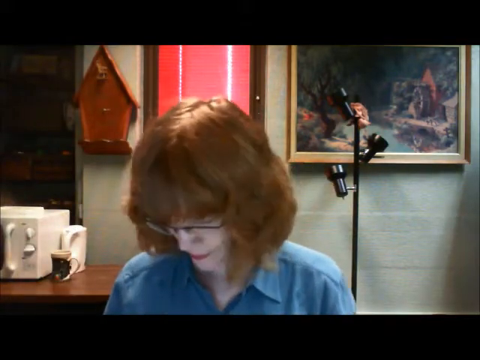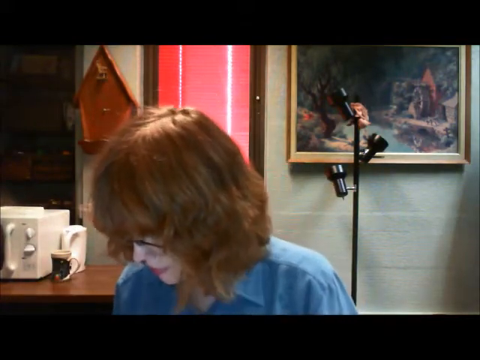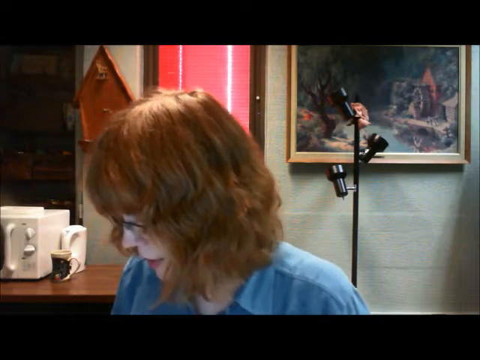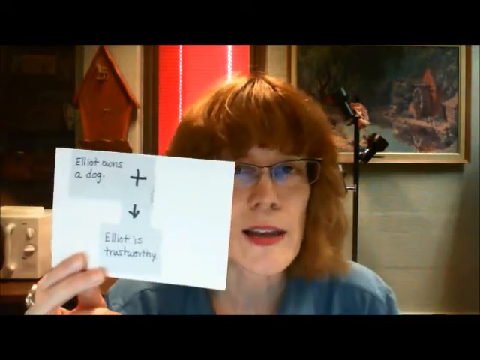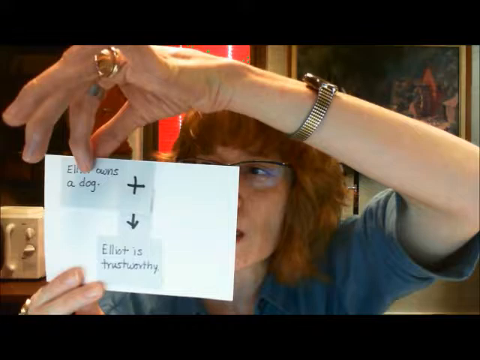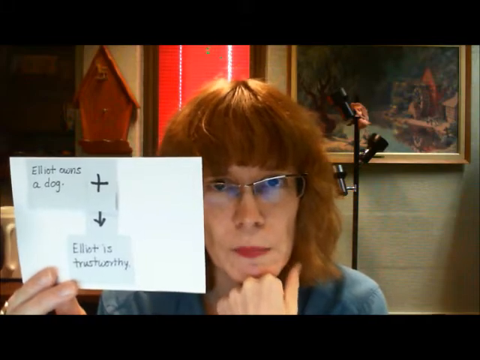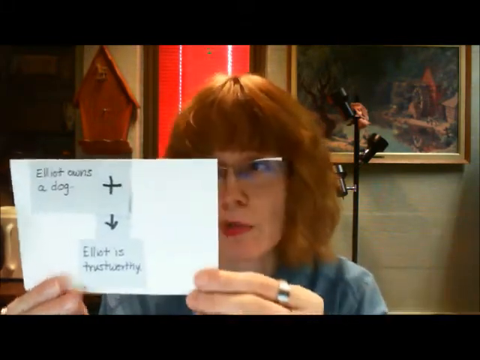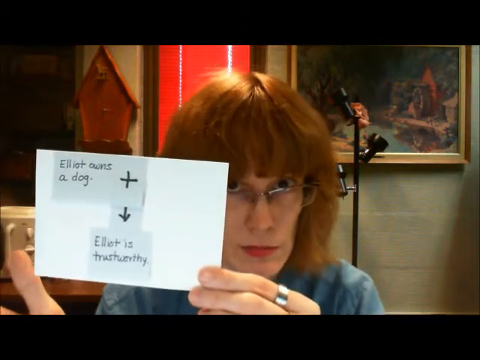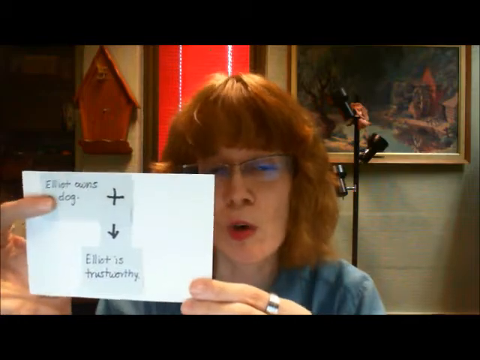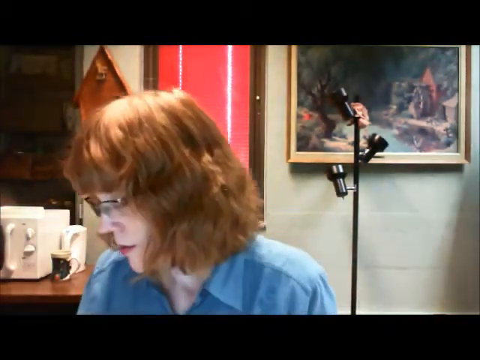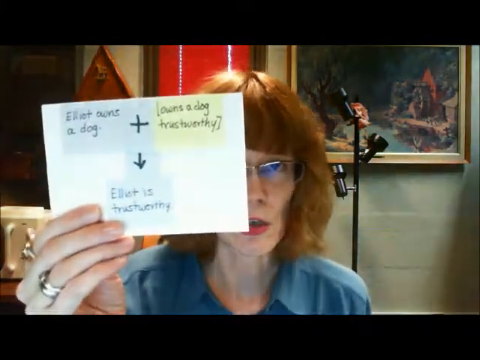Let's do another one. Suppose that, having concluded that Elliot owns a dog, I use that as a premise to conclude that Elliot must be trustworthy. So, Elliot owns a dog, Elliot's trustworthy. What's the missing premise? What must be assumed here? Well, what are the common concepts between the reason and the conclusion? Elliot. So now, what are the uncommon concepts? Owns a dog, trustworthy. So we know that those are the concepts out of which our missing premise will be constructed. Owns a dog, trustworthy.